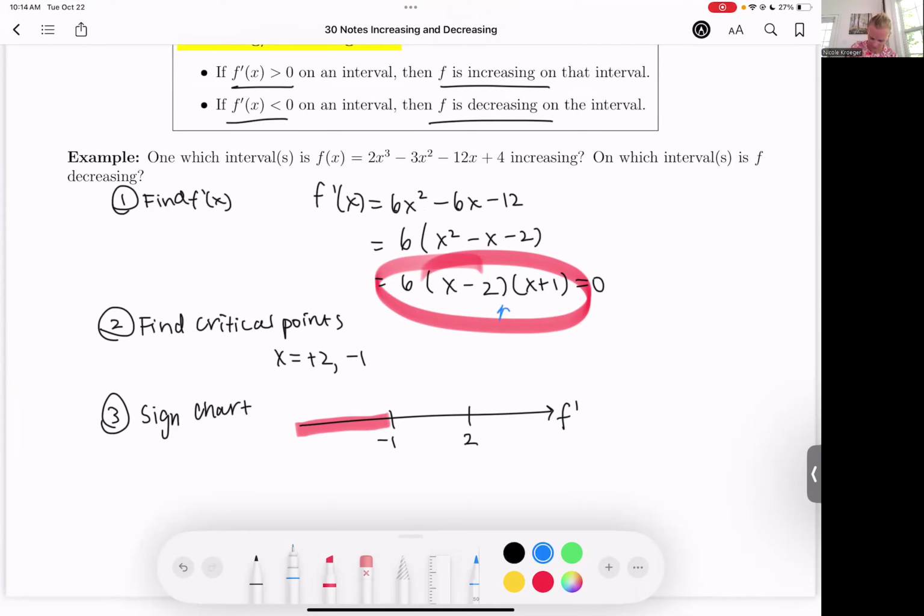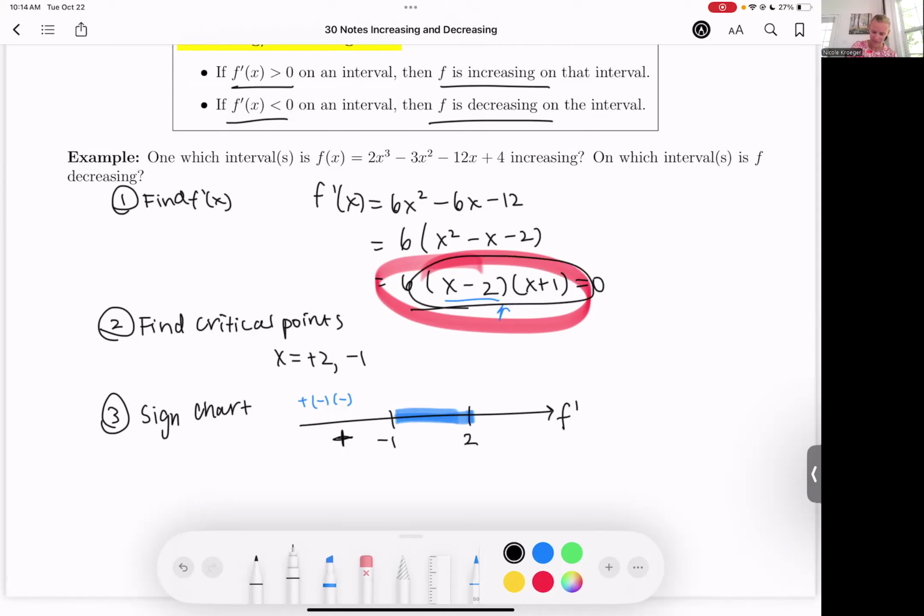So if I plug -2 into the derivative, 6 is positive. -2 minus 2 is negative. -2 plus 1 is negative. So I get positive times negative times negative. That whole thing is going to be a positive. So I'm going to put a positive on that sign chart. Now I'm going to do the same thing. I'm going to take a number between -1 and 2. 0 is a good choice.